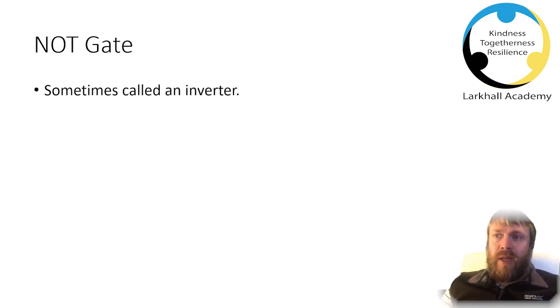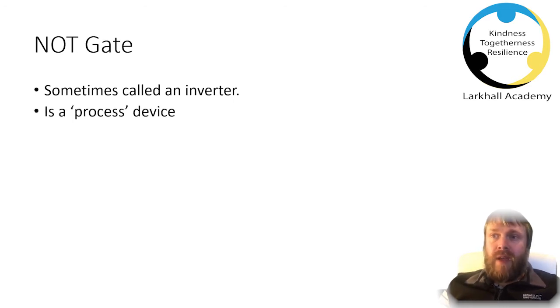The NOT gate is sometimes called an inverter, and the reason is that it basically inverts the input. So if your input's on, the output's off. Dead easy. If the input's off, the output's on. That's all your NOT gate is going to do. So that is very simple. It's a process device, as I've already said.